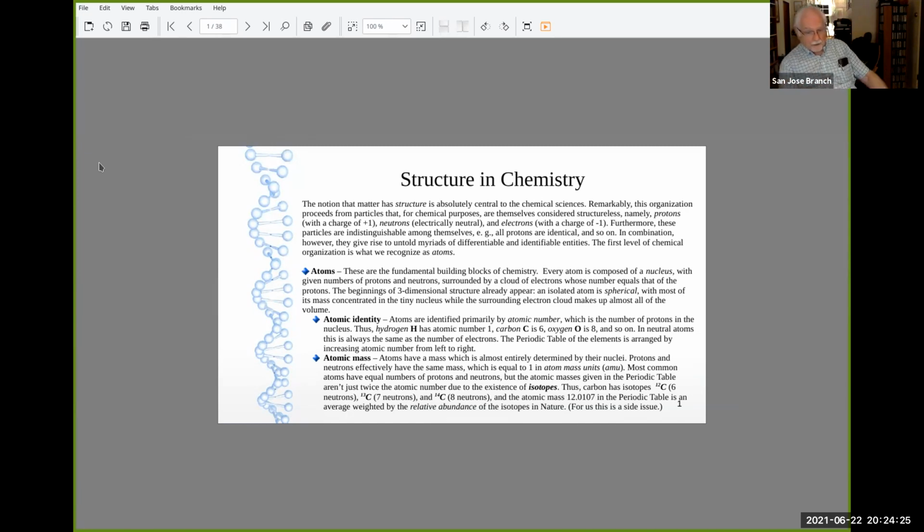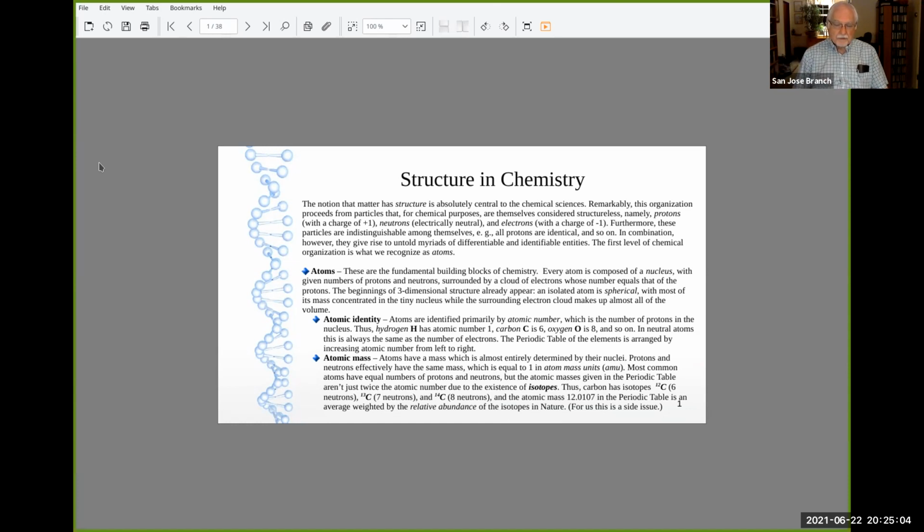You can identify atoms primarily by the atomic number, which is defined strictly as the number of protons in the nucleus. So hydrogen has atomic number 1, because the nucleus is just made up of 1 proton. Carbon has an atomic number of 6, so there are 6 protons in the carbon nucleus. Oxygen has 8 protons in the nucleus, and so on. That's the atomic number that you see in the periodic table.